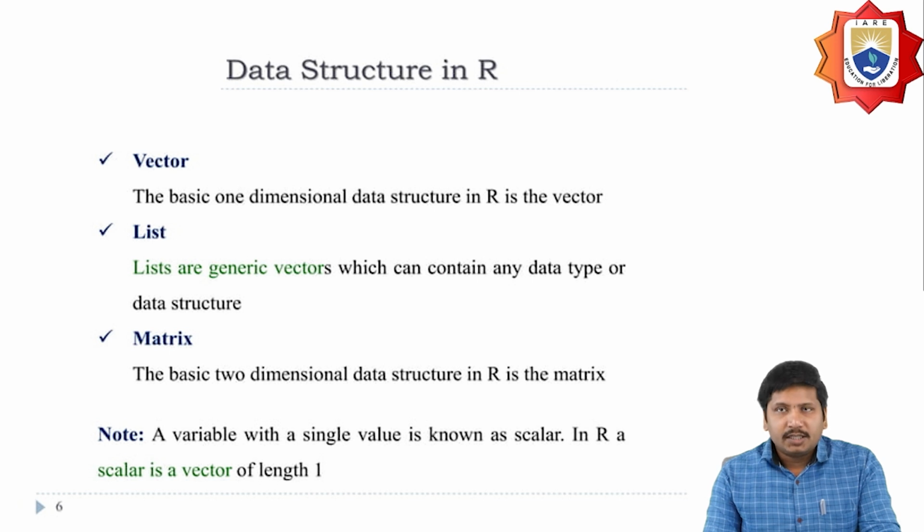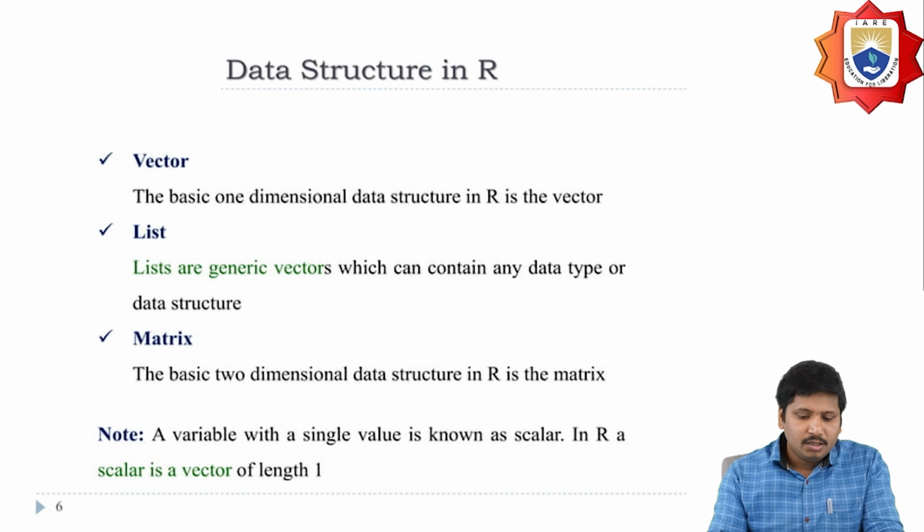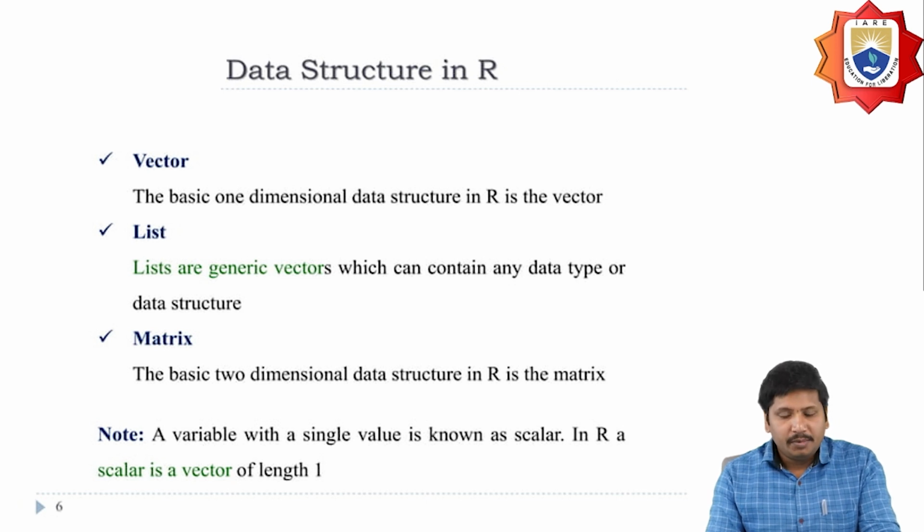Next is data structures in R. Some of the data structures in R are the vector, which is the basic one-dimensional data structure in R. A list is nothing but a generic vector, which can contain any type of data or any kind of data structure. Next is the matrix, which is the basic two-dimensional data structure in R. And some others will be there.